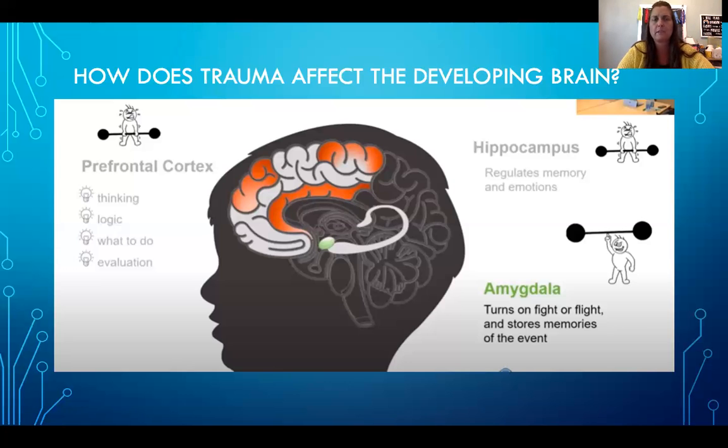So the way that trauma affects the developing brain is kind of like this. Imagine that you're walking through the forest, you're on the trail, and all of a sudden you see a bear, okay? So your amygdala immediately goes to work, and it turns on that fight or flight response, and your heart beats fast, and you might start to sweat a little bit or shake a little bit, and that is your adrenaline getting ready to move.